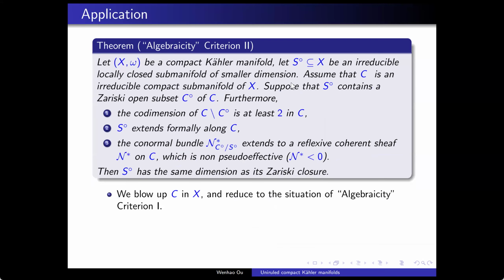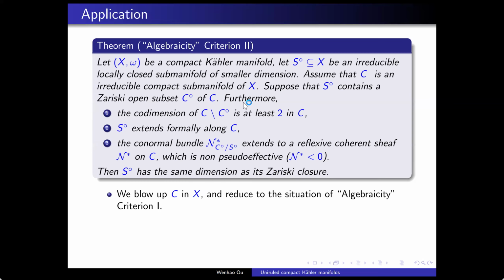In the second criterion, I no longer assume that C has one dimension less than S0, but I require that the complement of C0 has a codimension at least 2 inside C. And now, before it was conormal line bundle. Here, now it becomes conormal bundle, which might have rank larger than 1. So I require that this conormal bundle extend to some reflexive coherent sheaf N star, such that this N star is a non-pseudoeffective coherent sheaf. Then S0 will have the same dimension as its Zariski closure.